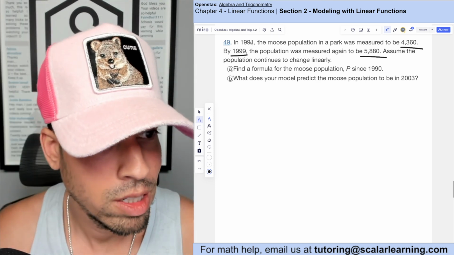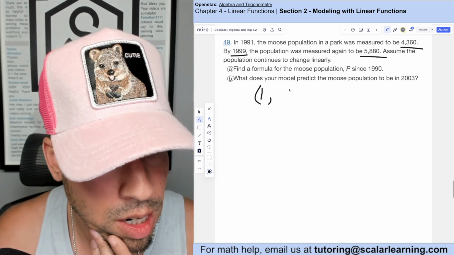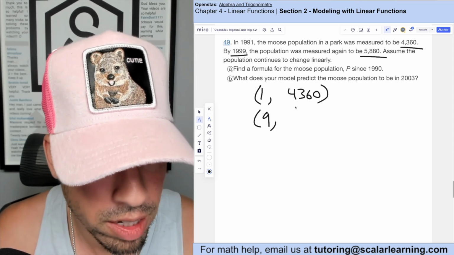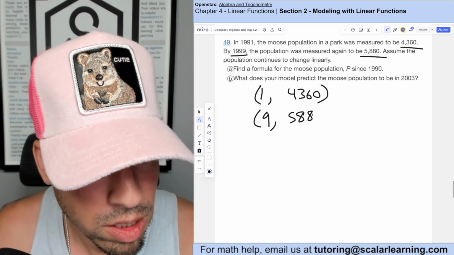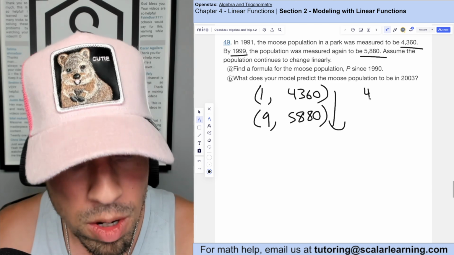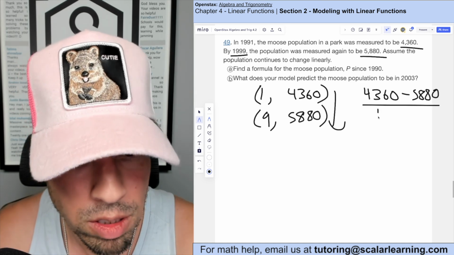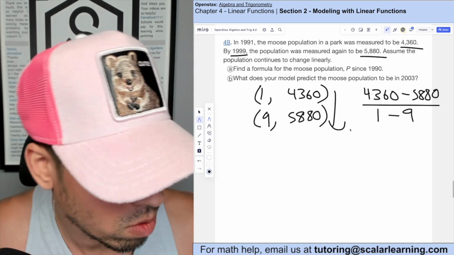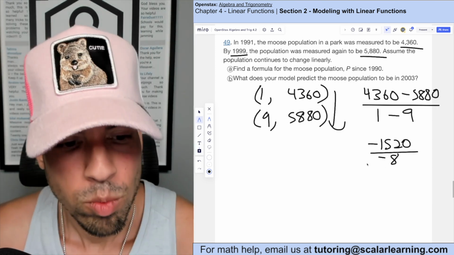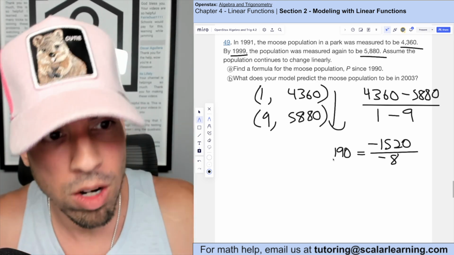So let's look at this. If this is 1991, that would be 1 year after. So I'm going to make a coordinate of 1, 4,360. And for 1999, that's 9 years later, and that's a population of 5,880. So if we're trying to find a formula, first I'm going to subtract down, calculate the slope. So we get the difference of the y values, like so, over the difference of the x values, like so. So when we subtract these, we get negative 1520 divided by negative 8, which simplifies to a slope of 190. So it's increasing by 190 per year.